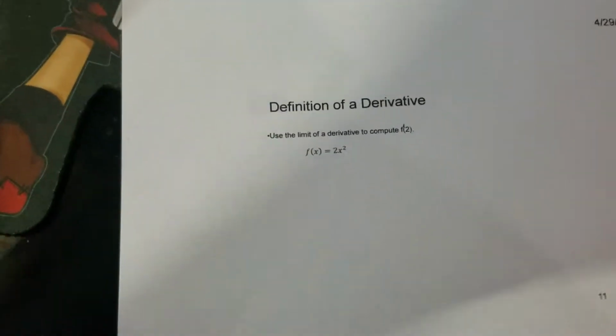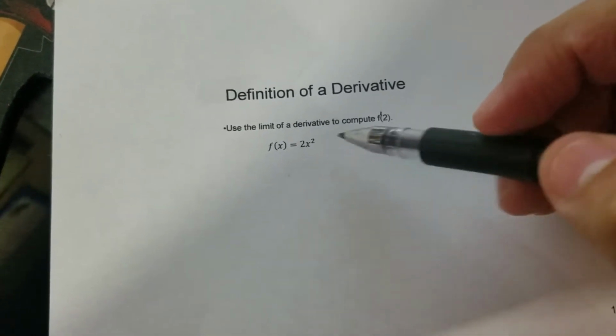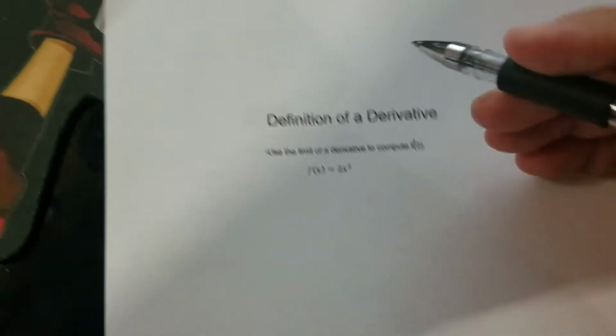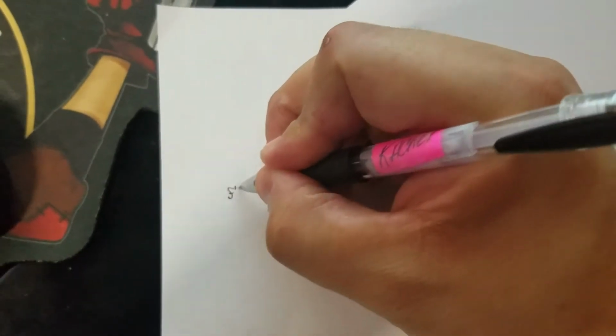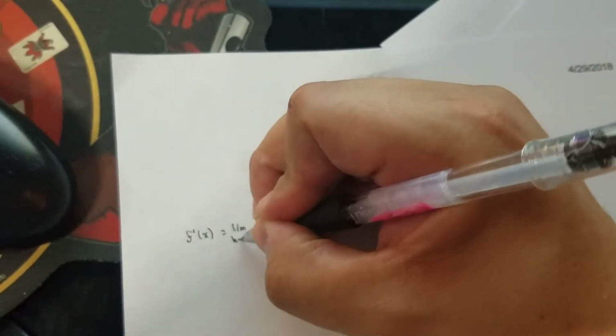Now I want to use the limit definition of a derivative. And again, I see the little prime here, f prime of 2. So first thing is, let's find the prime of x. That is the limit as h approaches 0.